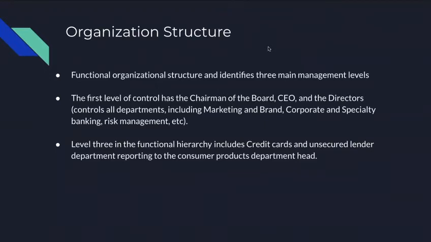It identifies three main management levels. The first level of control has board of directors and a CEO. This level controls all departments like marketing, corporate, risk management, human resource, etc. The level 3 includes credit card and unsecured lender departments. At the lower levels, the employees report to individual department heads. It ensures proper consolidation of expertise and skills for the bank.